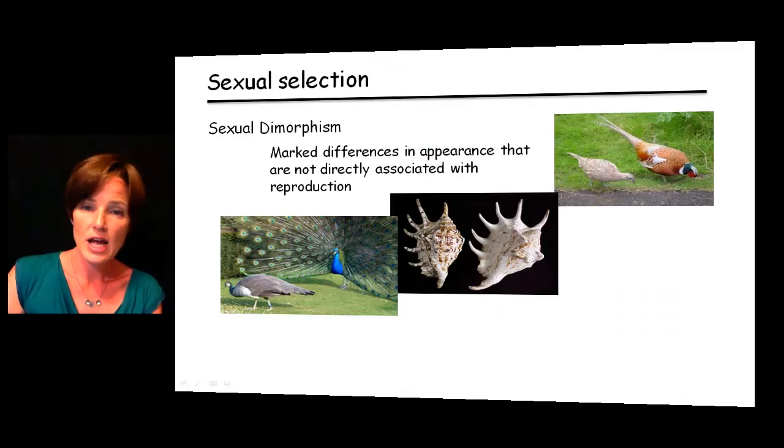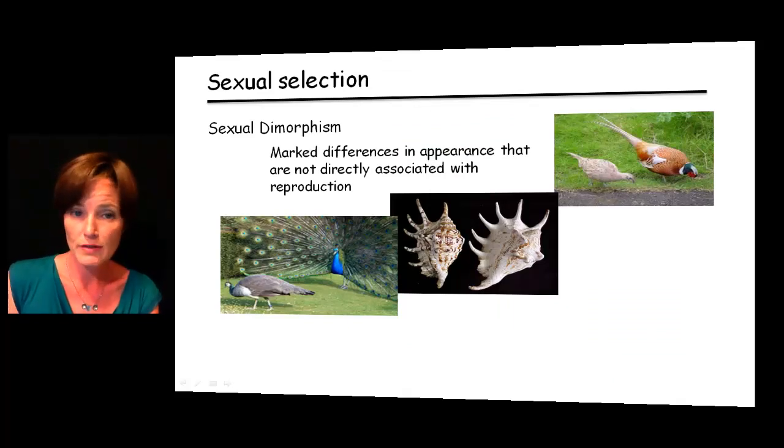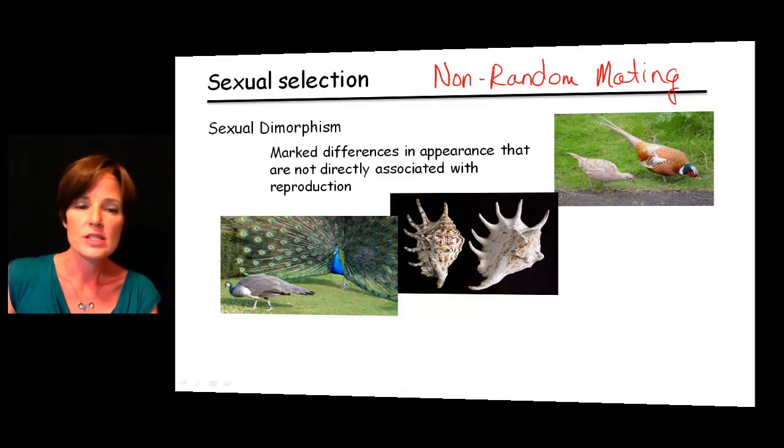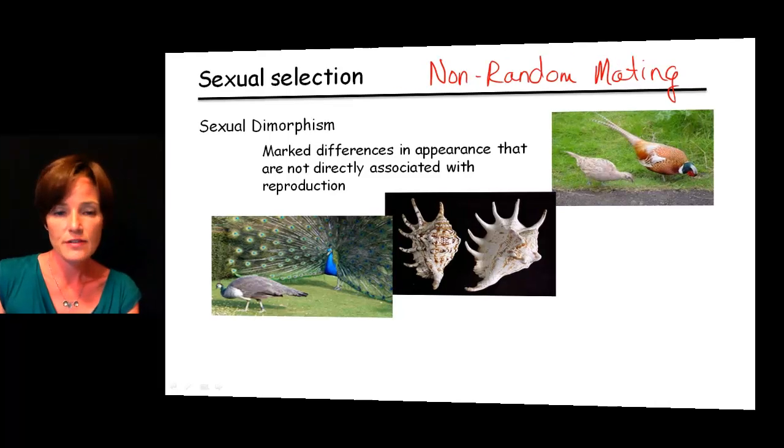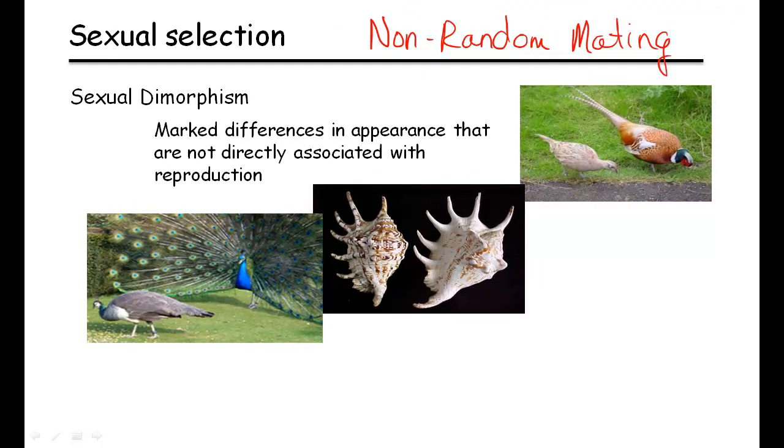Another thing that we have that can contribute to microevolution is sexual selection. So what this is saying is that we have non-random mating. So with sexual selection, there is a difference between the mates that get chosen. We can have what we call sexual dimorphism, which is something that we have in many species, and I'm sure you've seen this in a number of species as well.